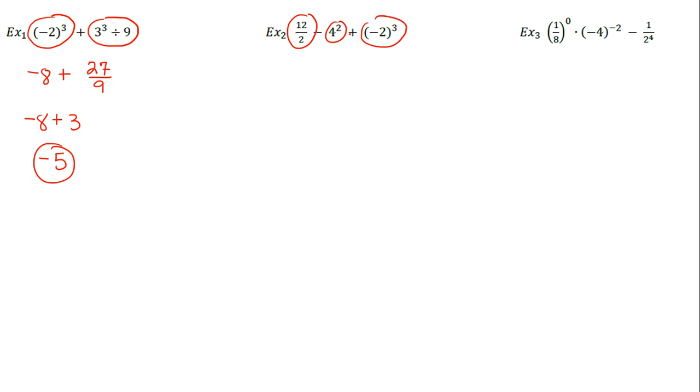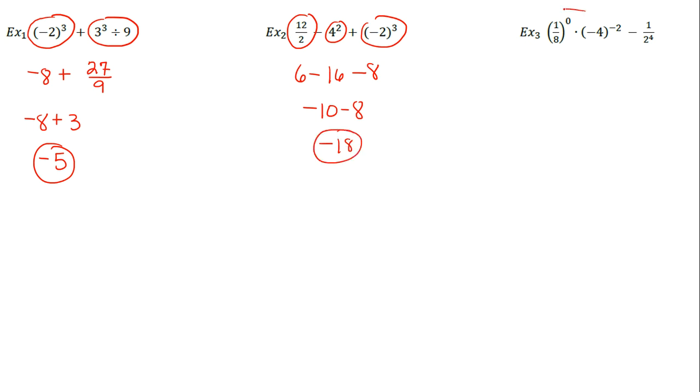Our example number 2, let's circle our terms. In this expression, we have 3 terms. We're going to go left to right, evaluating inside each term. 12 divided by 2 is going to give me 6. 4 squared is 16. -2 to the third is -8. And then I'm going to add or subtract, in this case, from left to right. 6 minus 16, -10, minus 8 is -18.